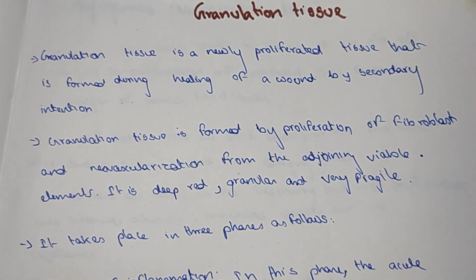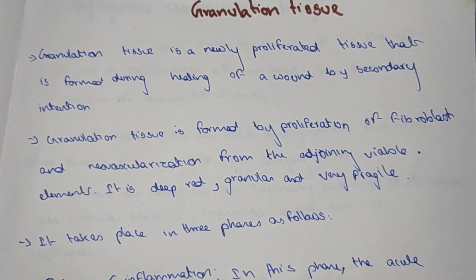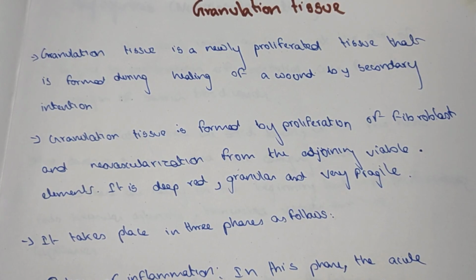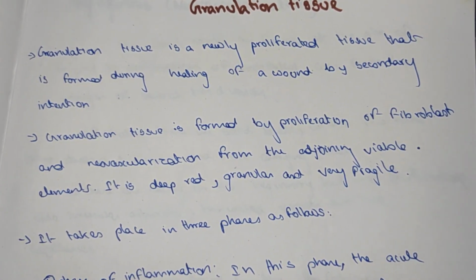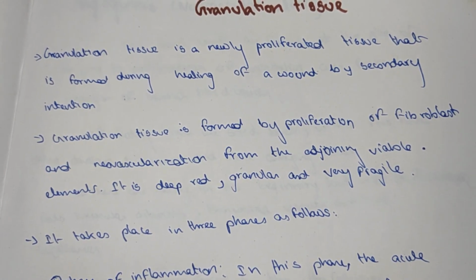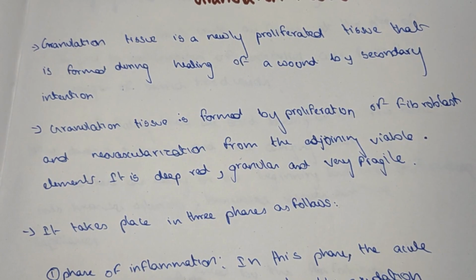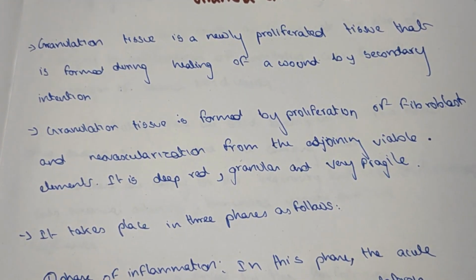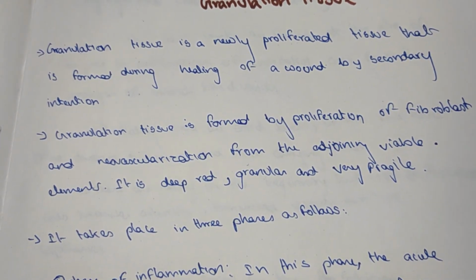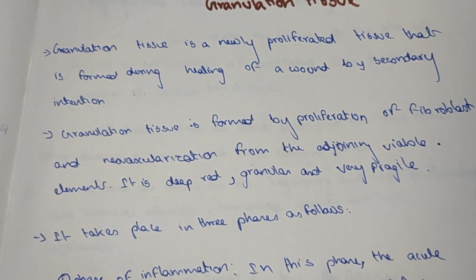In this video, we are going to see about granulation tissue. Granulation tissue is a newly proliferated tissue that is formed during healing of wound by secondary intention. It is formed by the proliferation of the fibroblasts and the neovascularization from the adjoining viable elements. It is deep red granules and very fragile.